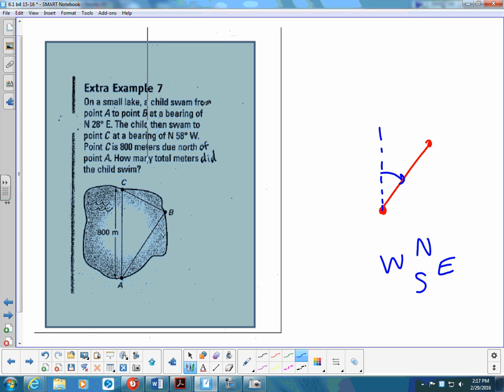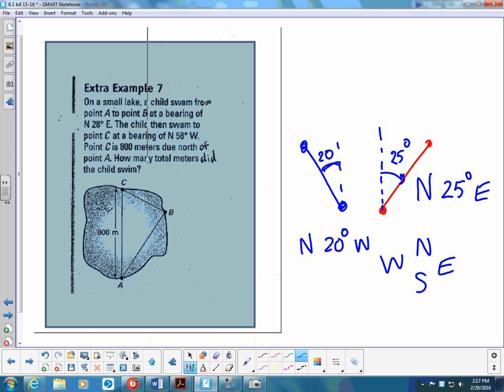So this bearing might be, if let's say this angle right here was 25 degrees, then I'd say I'm going at a bearing of north 25 degrees east. Does that make sense? All right? Or if I was going from this point over here to this point, and let's say this angle was 20 here, it might say, oh, I'm going at an angle of north 20 degrees west. Does this make sense? All right?